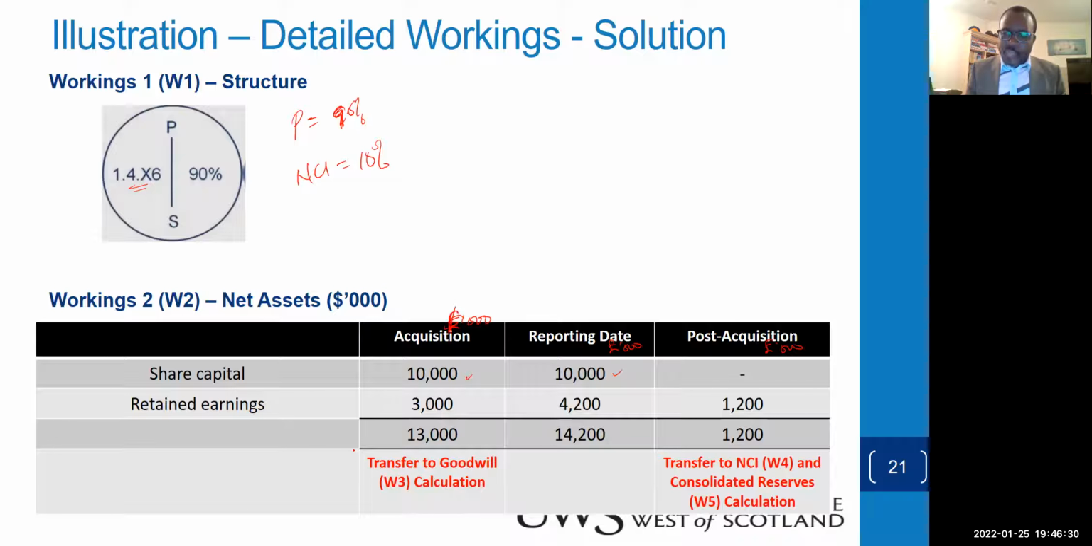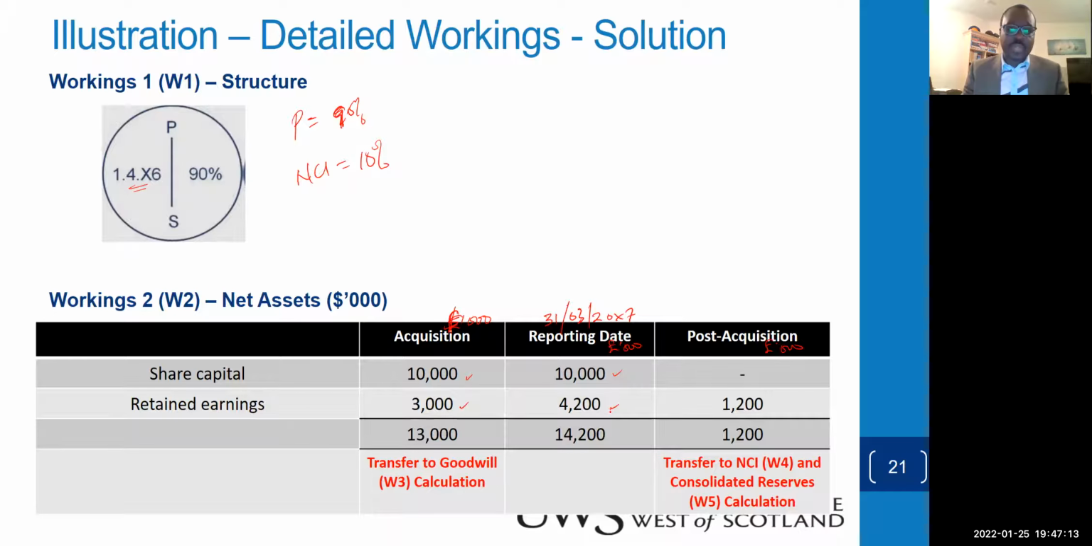Then at the date that we acquired the subsidiary, it had retained earnings of 3 million. But as at the reporting date, 31st March 20X7, it was 4,200. That tells us there is a post-acquisition element of 1,200. The question is straightforward. We don't have fair value in the question, so we would have adjusted it here. We don't have depreciation of any fair value, we don't have any unrealized profit, and we don't have any amortization we want to adjust here.